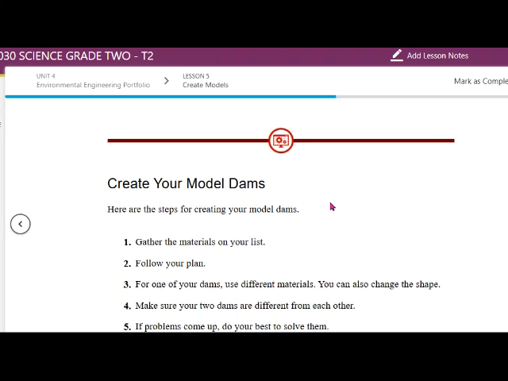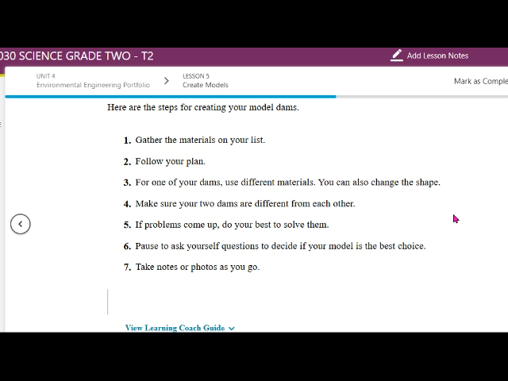Here are some steps for creating your model dams. Gather the materials on your list. Follow your plan. For one of your dams, use different materials or change the shape. Make sure your two dams are different from each other. If problems come up, do your best to solve them.